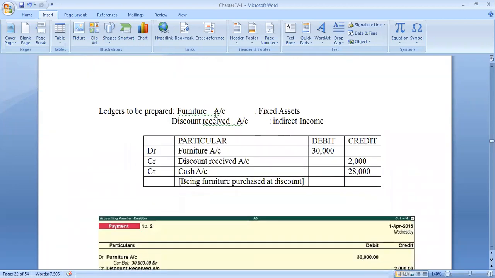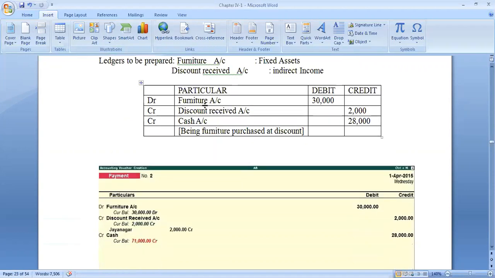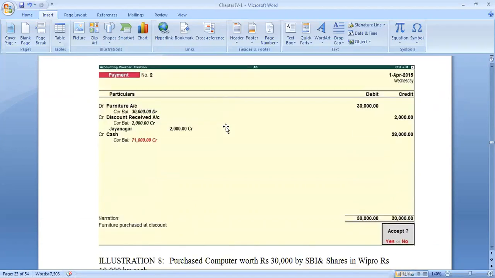So the ledger is to be prepared. What is the ledger? Furniture account. Furniture is a group that falls under fixed assets. Then the discount received is an indirect income. Where do you record the discount received? It is an item of profit and revenue in nature, so it will be recorded in the profit and loss account. So debit the furniture account, credit the discount received account, credit the cash account. This is how the entries will be done.